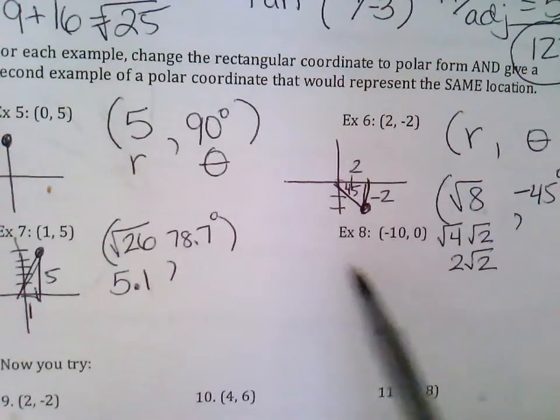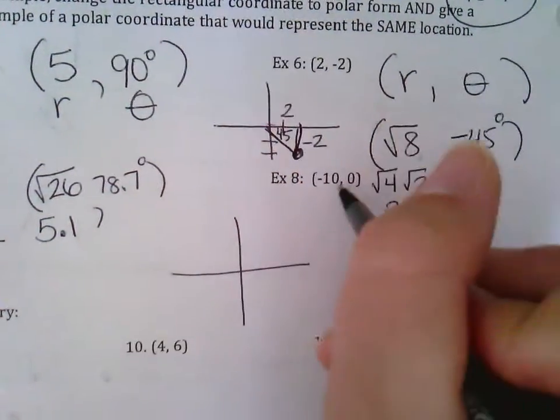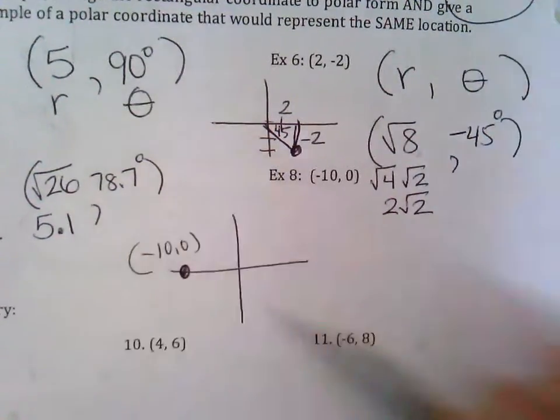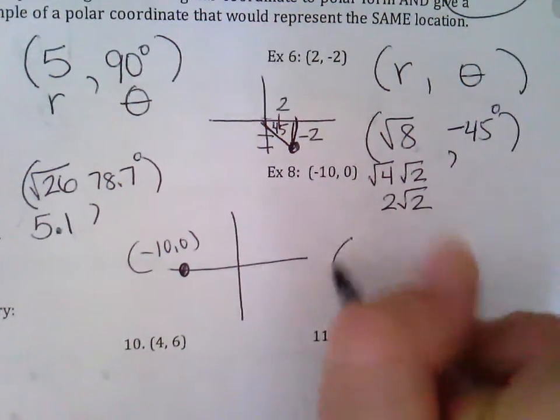Okay. Number 8 should be kind of a quick one because it's a quadrantal angle again. So -10, 0 is located over here. You need to figure out how far away you are from the origin and what angle gets you there. So what would you say for this one?